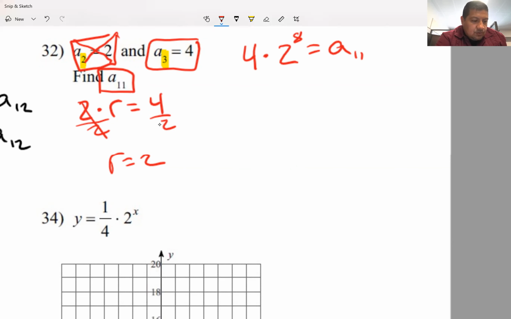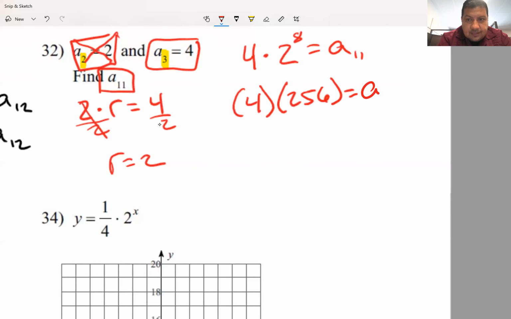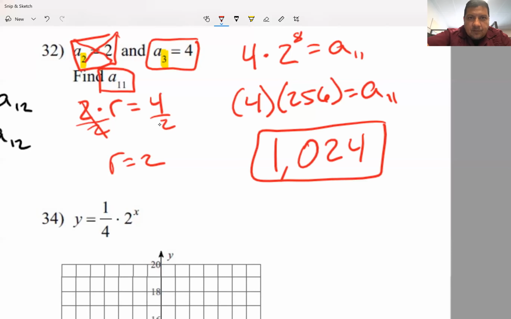Let me find out what's 2 to the 8. 2 to the 8 is equal to 256. So I have 4 times 256. This is the 11th number from the list. When I multiply my numbers, I get 1,024. And my 11th number from the list is 1,024.